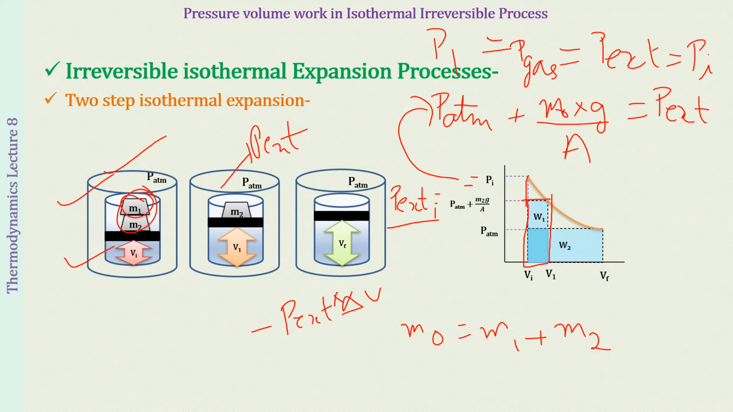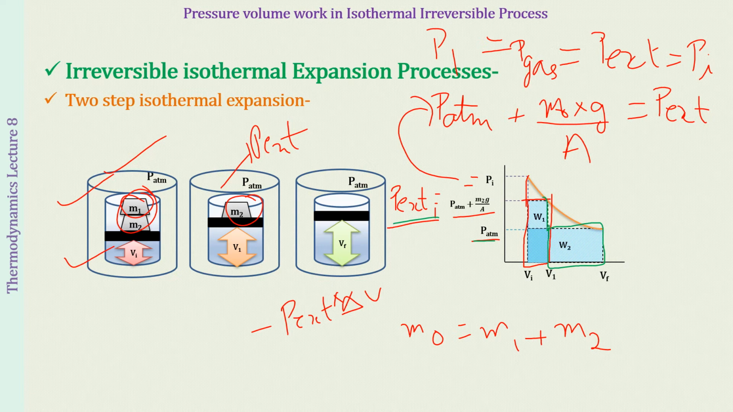Well, again, we are going to remove M2 also. When we remove M2, what is going to be the external pressure left? Well, that will be only P atmosphere. P atmosphere is going to drop down again from this P external 1 to P atmosphere, and then the expansion will be taking place. So this will be the work that is going to be done. Okay, so I hope that is clear. From the PV diagram, how do you calculate work done in the two-step isothermal process?